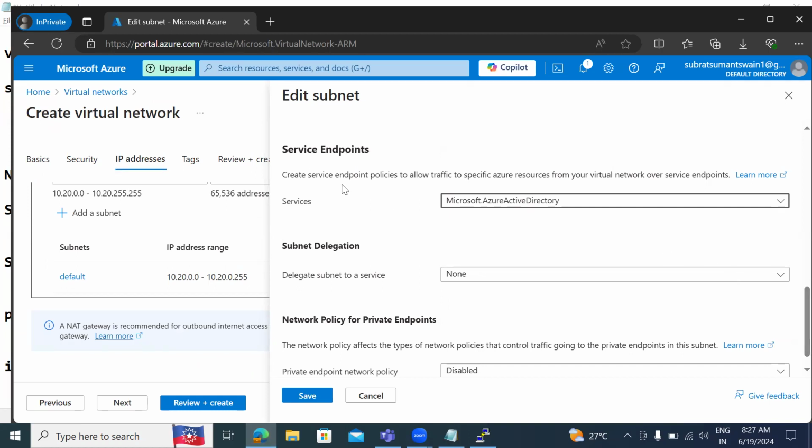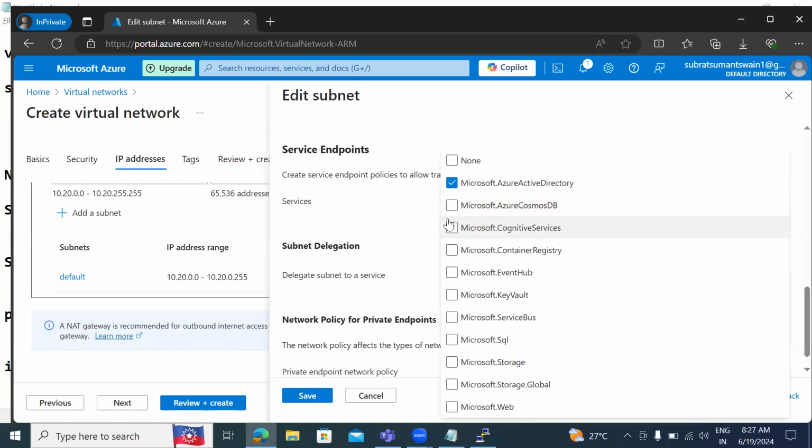Sir, what is that Azure Cosmos DB? It is a NoSQL kind of database.